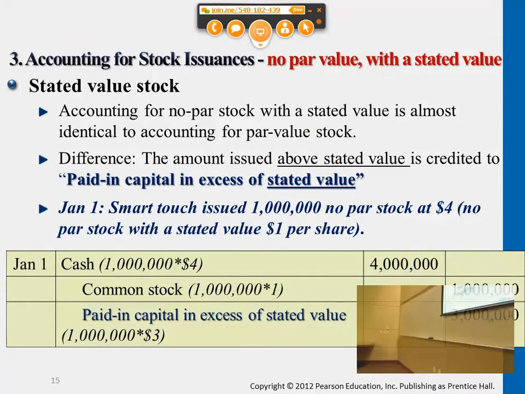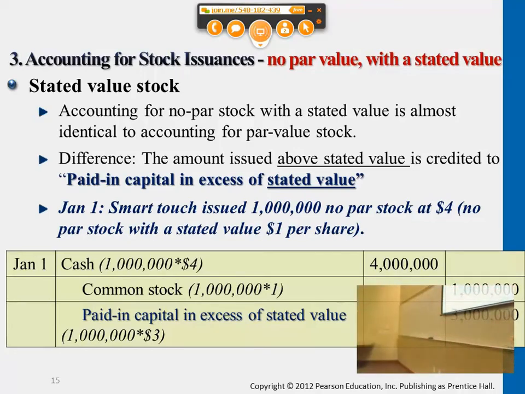Okay, another case here. If a company issues no par value stock, later on they may also have the option to determine something like a par value, but it's not considered the same term. We call it stated value. But in accounting, basically we treat stated value exactly the same as par value. So this pretty much goes back to the first case again. It's just the terminology is different.